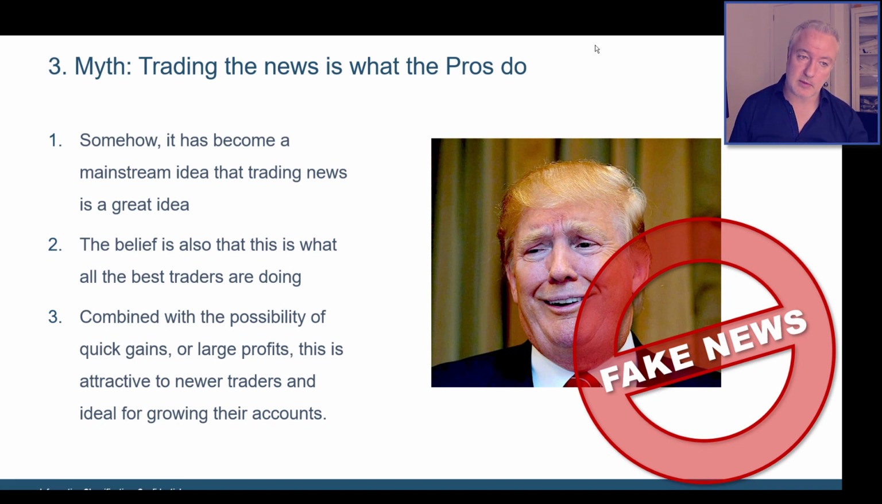Okay, so first of all, let me read the points on the slide, which is that somehow it has become a mainstream idea or an accepted idea that trading news is a great idea. In the same way that it has become apparently an accepted idea to ask foreign governments to interfere in your election. My point is that just because something is allowed to pass without enough people objecting to it, doesn't mean that actually it's acceptable.